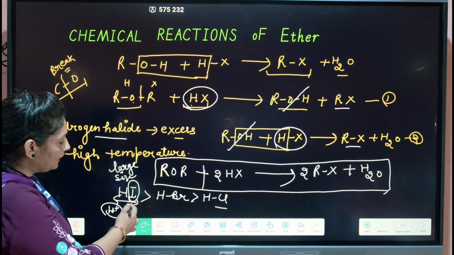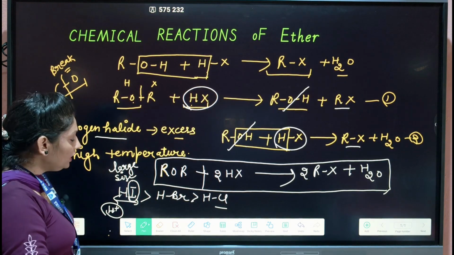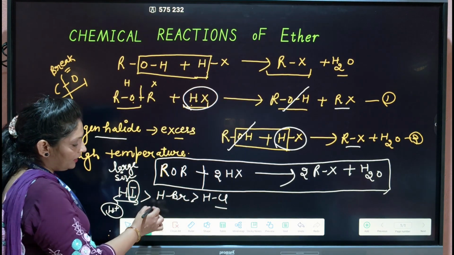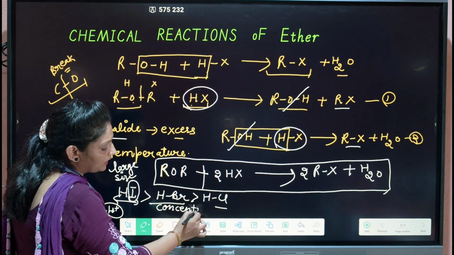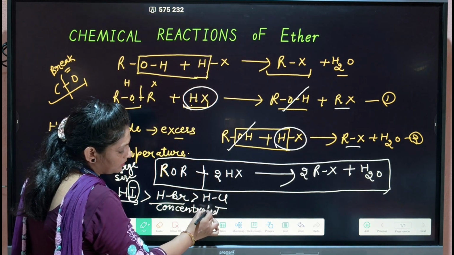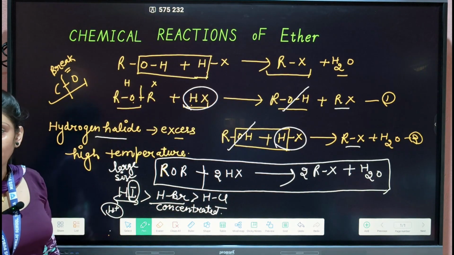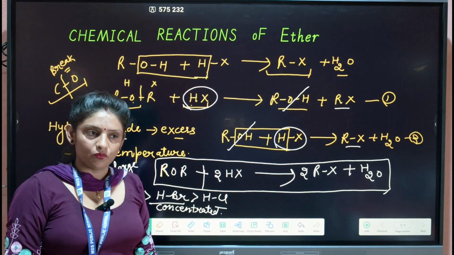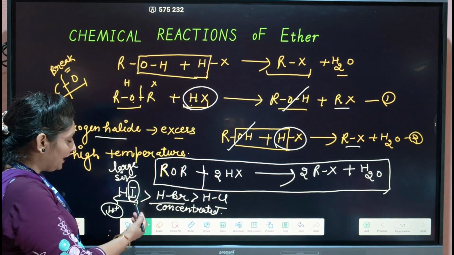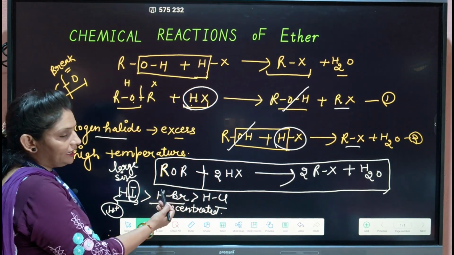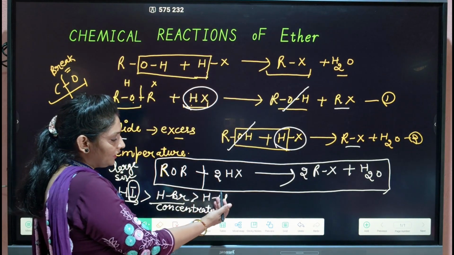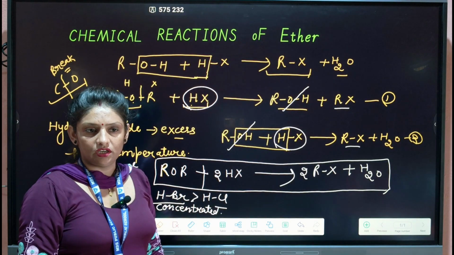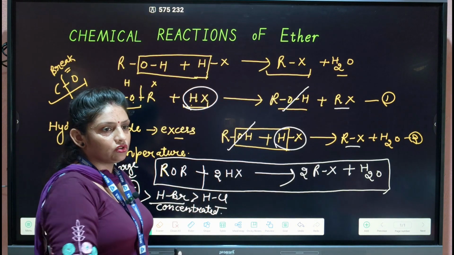So this will be the reactivity order, and we will take hydrogen halide here in concentrated form, because in simple conditions the reaction cannot proceed. So we will take the hydrogen halide in concentrated form here. Especially we do the reaction with hydrogen iodide and hydrogen bromide, because after that the reactivity order is going to decrease. So this is clear to you or not?